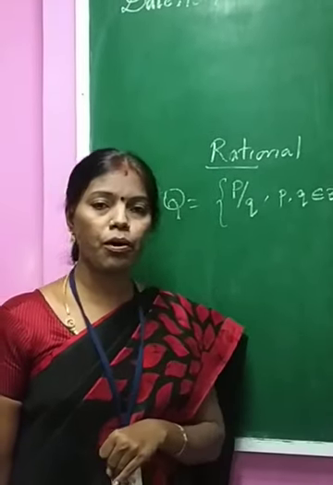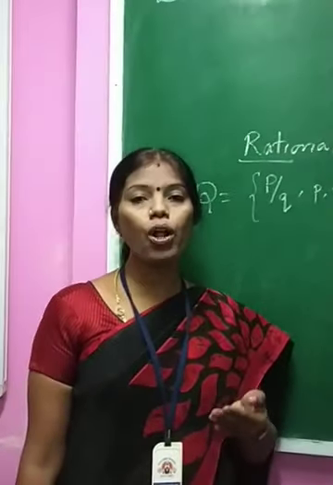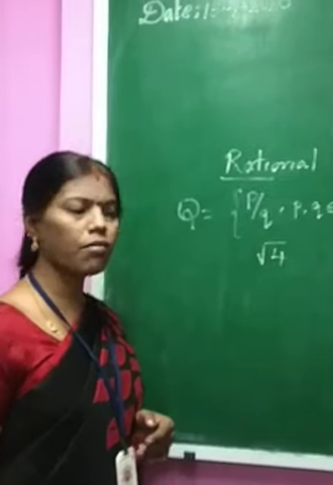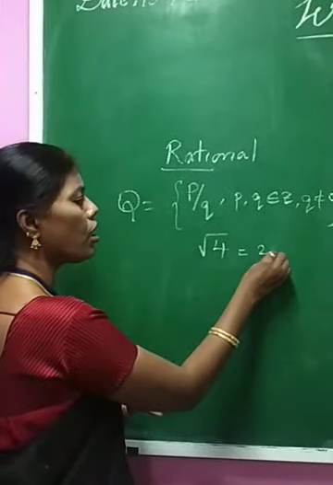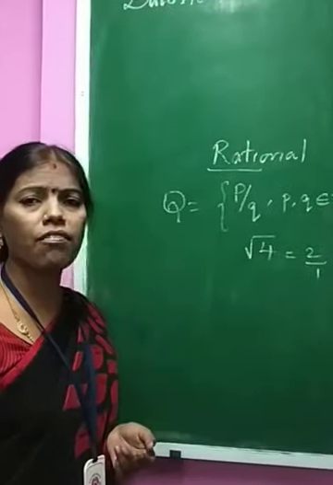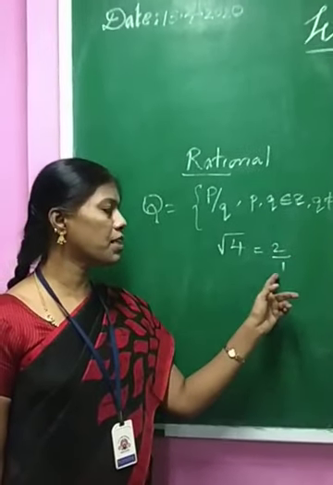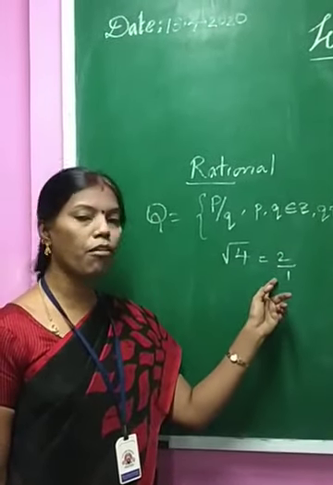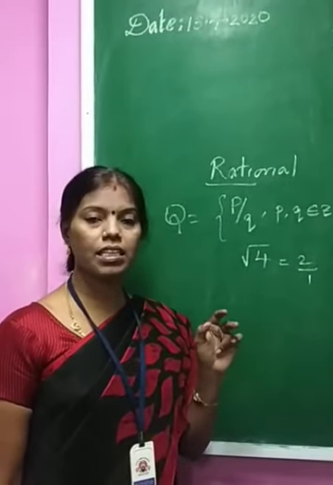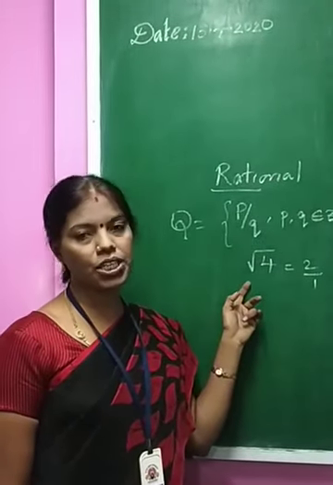The second point is that if the square root of a number is a whole number, it is a rational number. Suppose for example you take root 4. What is the value of root 4? It is a whole number, that is 2. It can be written as 2 by 1. So it is in the form of p by q. So root 4 is equal to 2 and 2 can be expressed as 2 by 1. Hence it is in the form of p by q. So we can say that it is a rational number.